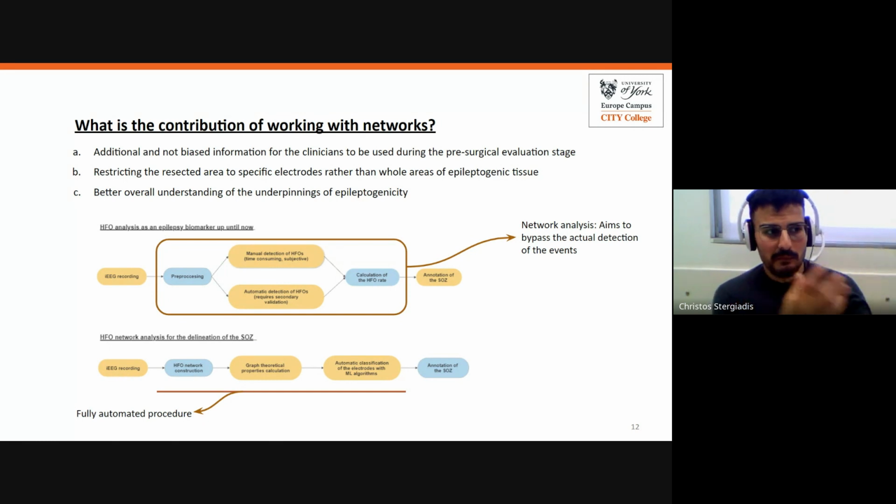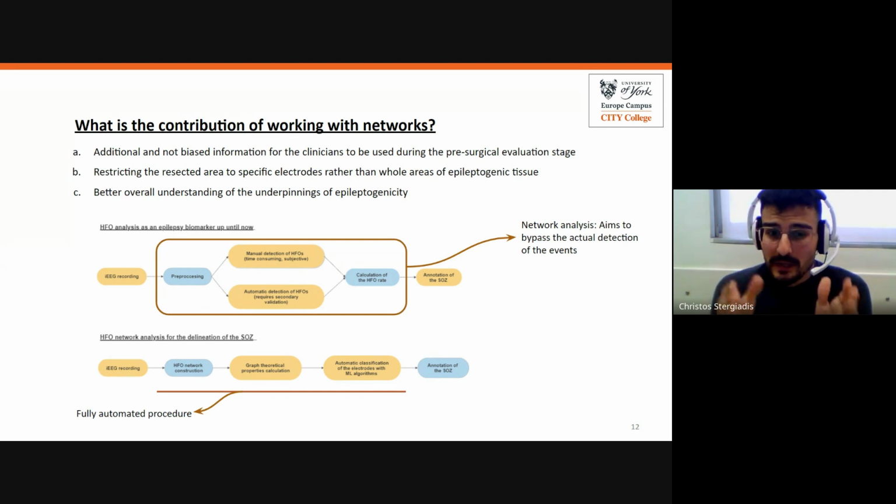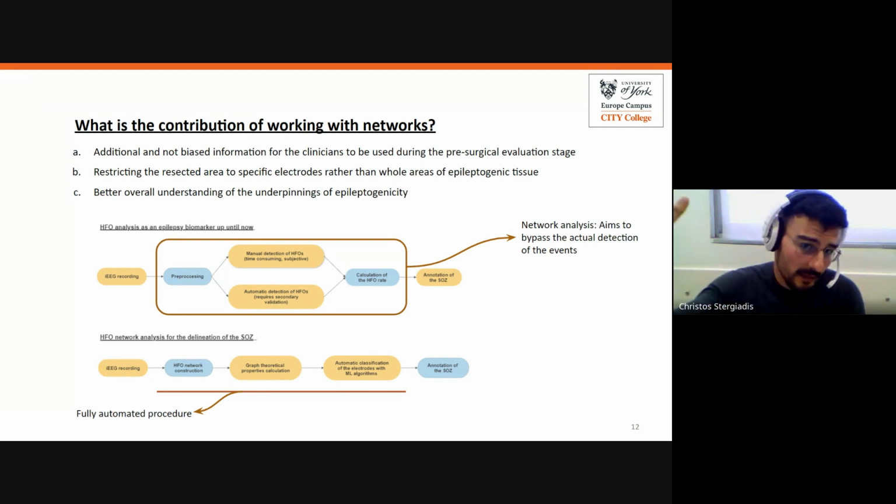Because by mathematically and statistically analyzing signals, we are able to bypass the high frequency oscillation event detection, because we know that these events are important, but we don't have the time to go and pinpoint and find each of these events in a signal. So we propose a fully automatic technique, which will be based on functional networks at these high frequencies. And this will be much more objective because it wouldn't contain the human factor.